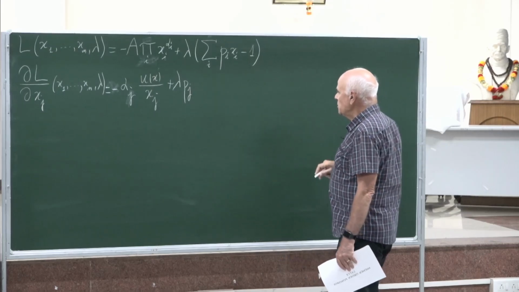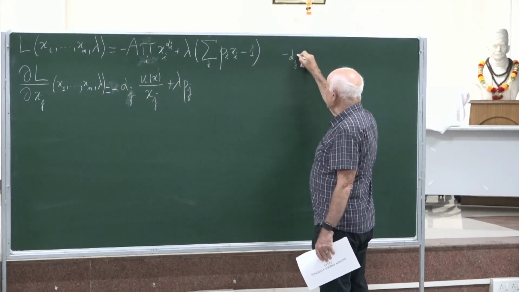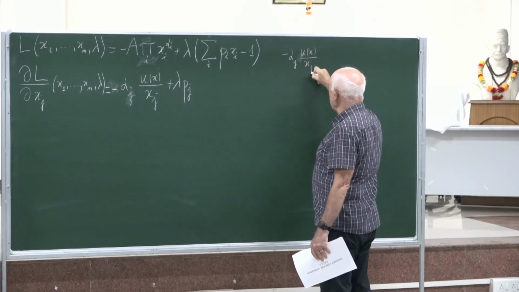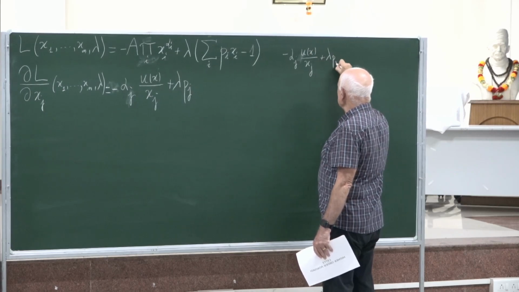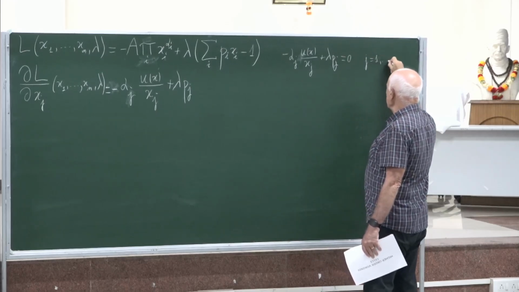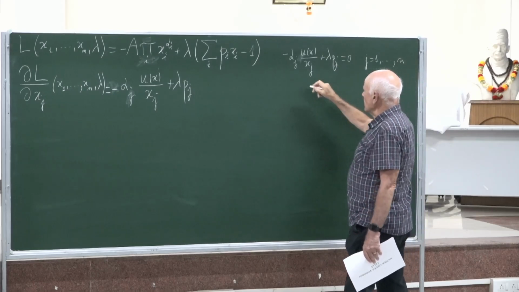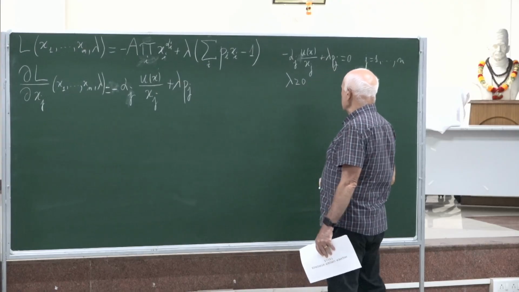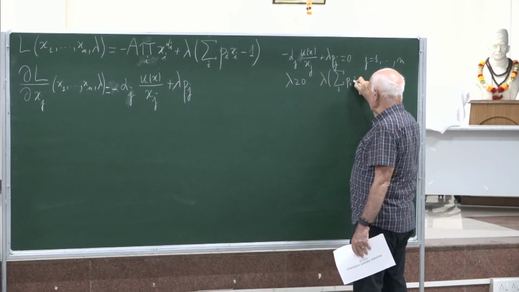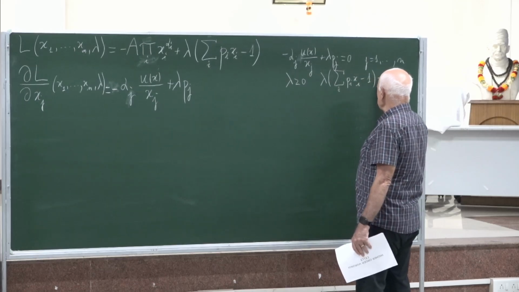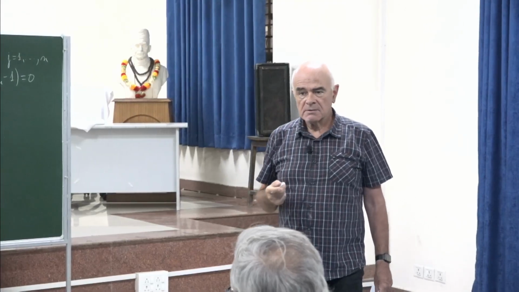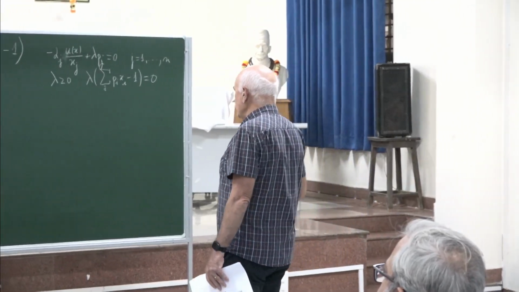So the KKT conditions are: minus alpha j u of x divided by xj plus lambda pj equal to 0 for j from 1 to n; lambda non-negative; and lambda times the sum of pi xi minus 1 equal to 0; plus the constraints, the only constraint we have.